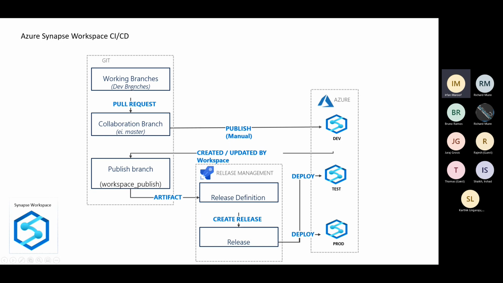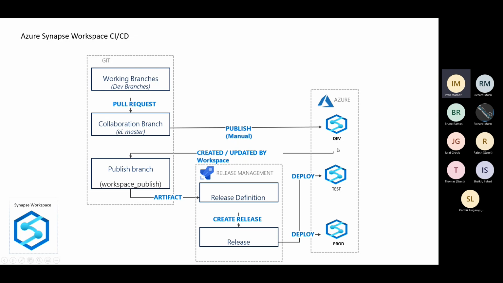But if we just cover what the flow is, a developer is working in their own branch. Once they are done with their changes, they create a pull request to the master, or what we call the collaboration branch. And the collaboration branch is the only branch from which you can actually publish your code into the dev Data Factory, the dev Synapse pipeline or the Synapse Workspace, right? The right side is all within the service, and here on the left side, everything you do in your Git, right? And this is a manual process where you use a publish button, right? Once you do that, your code is going to be published into the Dev Synapse Workspace.